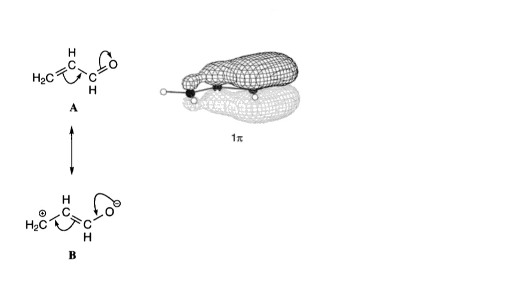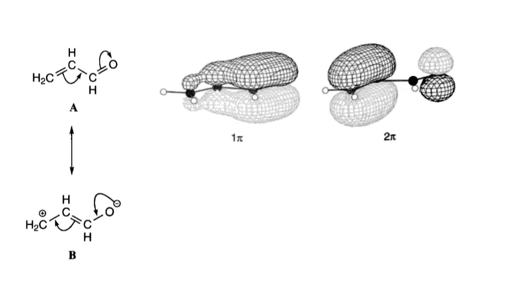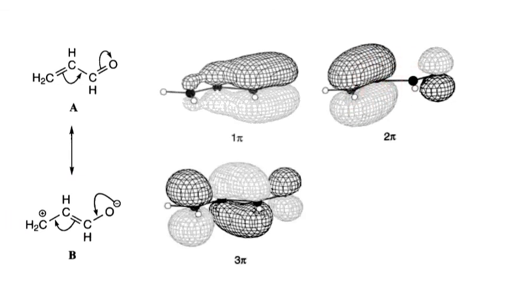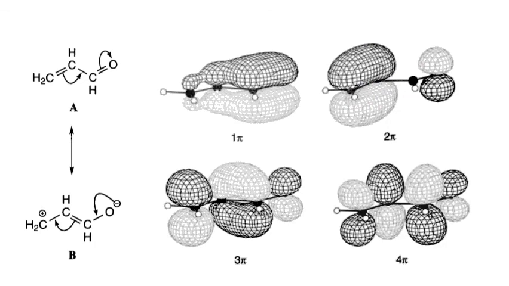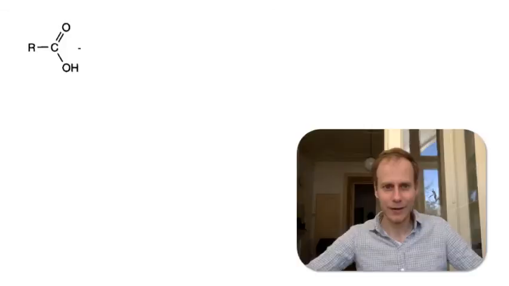And therefore, the resonance hybrid here is more stable. The 2 pi orbital has more electron density between the carbons. The 3 pi and the 4 pi, you see, the higher in energy we go, again, the more nodal planes we have in between the orbitals.